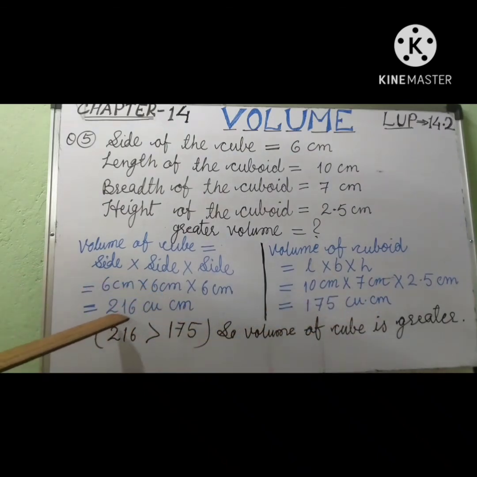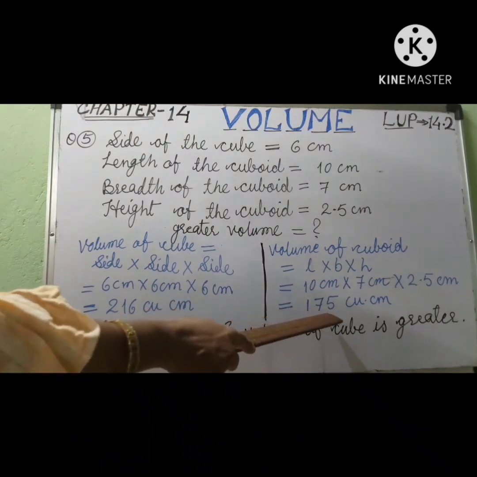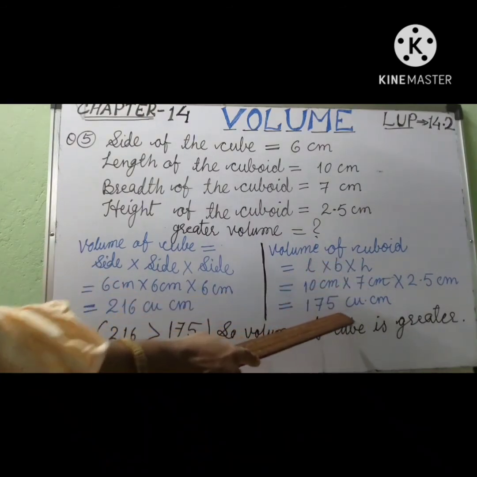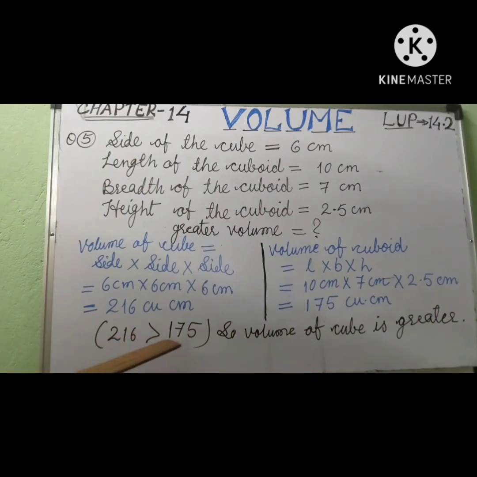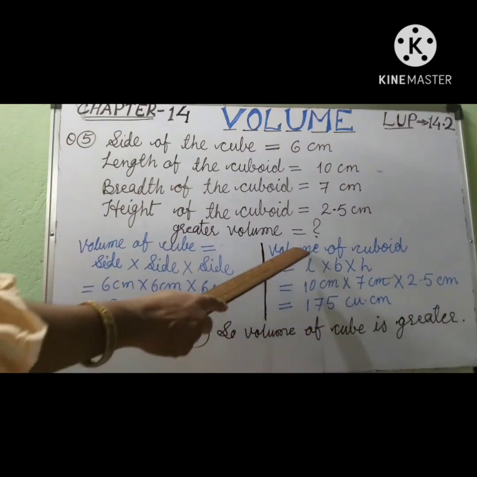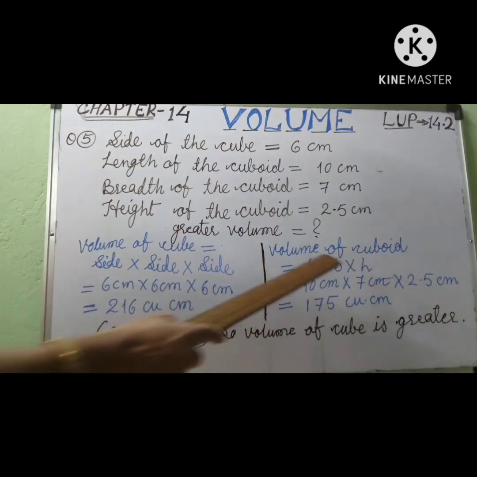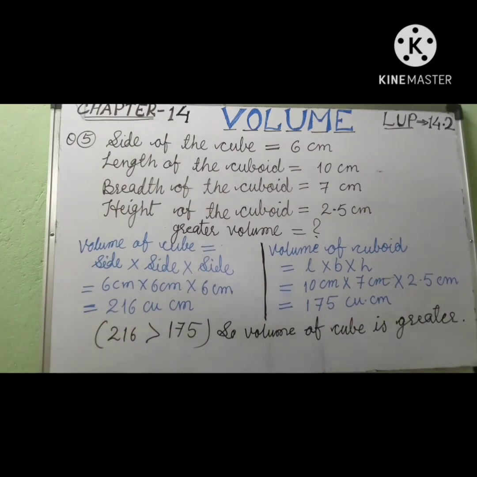Here you can see 216 is the volume of the cube and 175 is the volume of the cuboid. So 216 is greater than 175. That means we can say the volume of the cube is greater than the volume of the cuboid. This way we can compare the volume of the given 3D shapes.